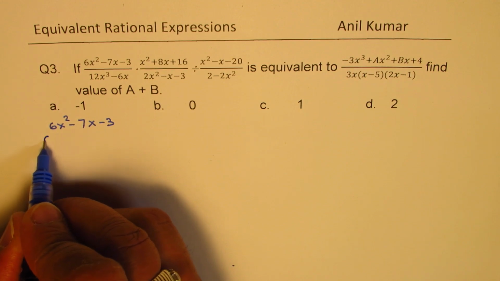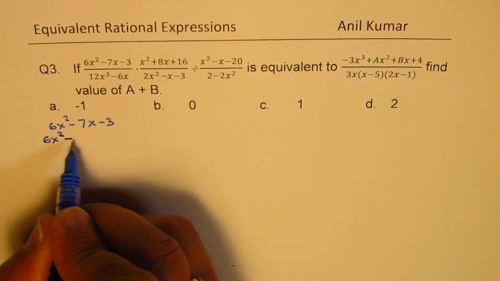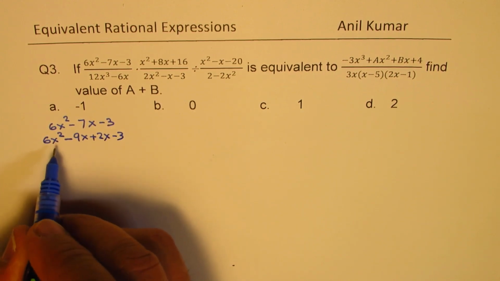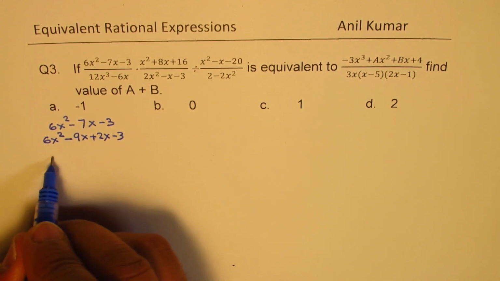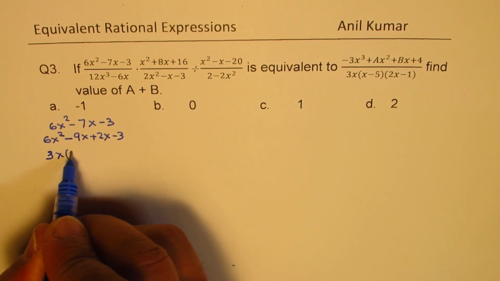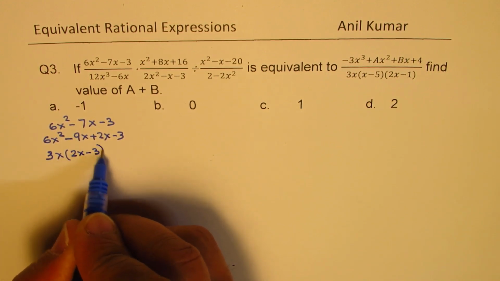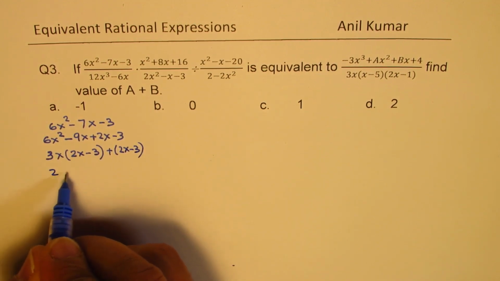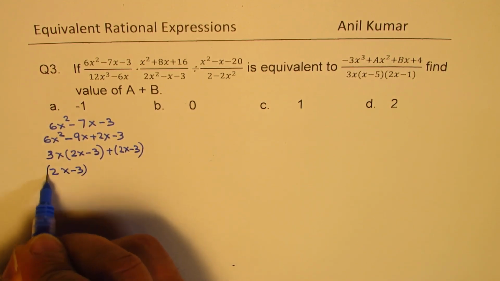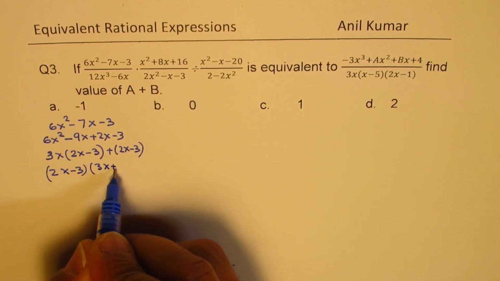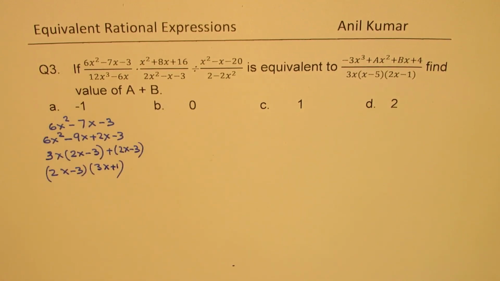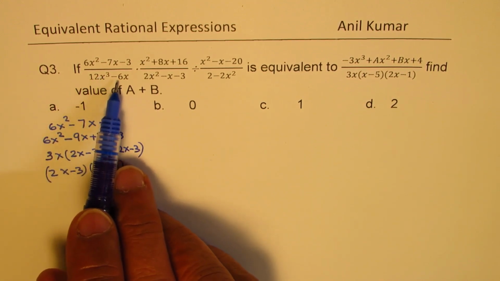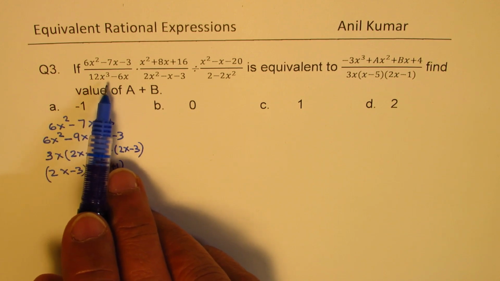So we could write this as 6x squared minus 9x plus 2x minus 3, and taking 3x common gives us 2x minus 3, and we have 2x minus 3 there. 2x minus 3 is common, and we get 3x plus 1. So that is the factor for the first one. Now 12x cubed minus 6x is simple, so we'll just do it direct.